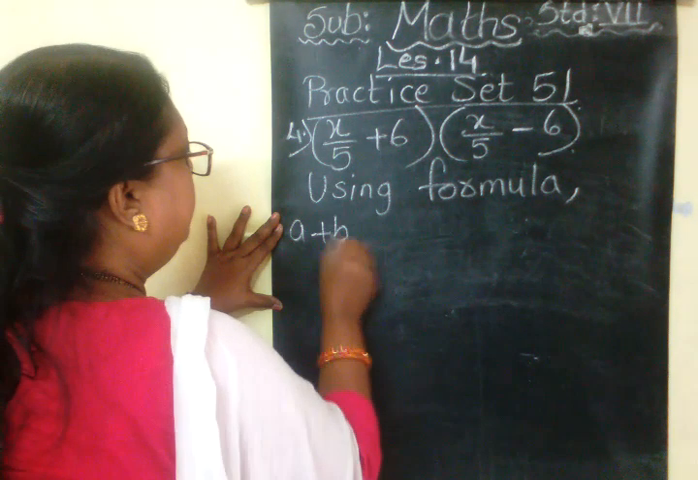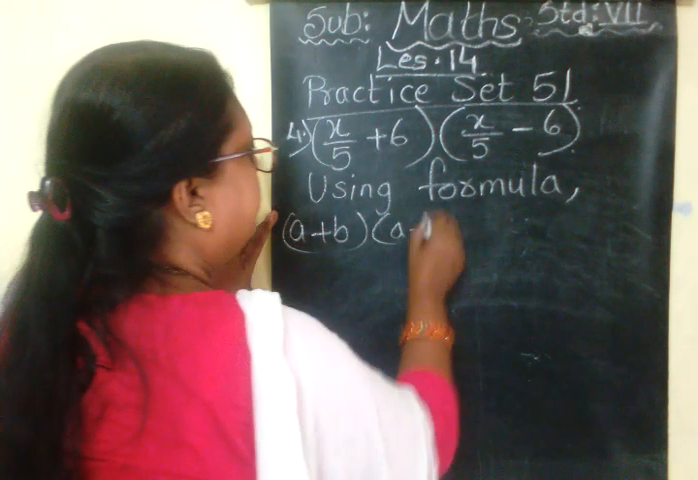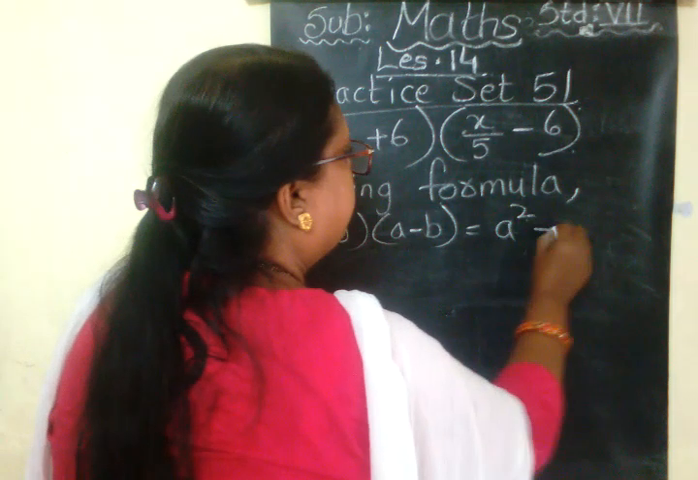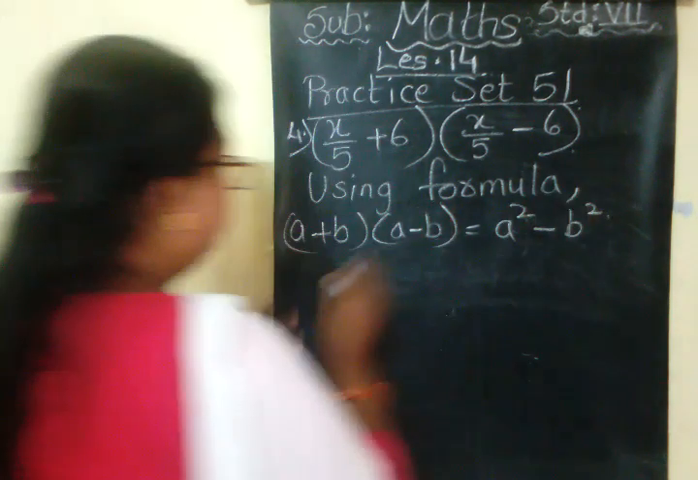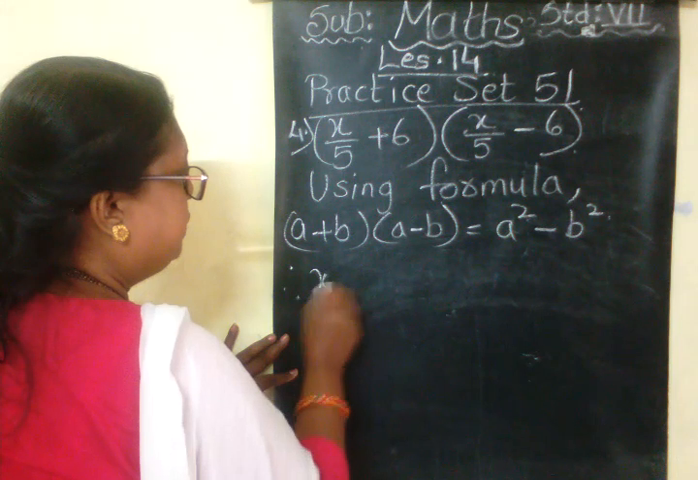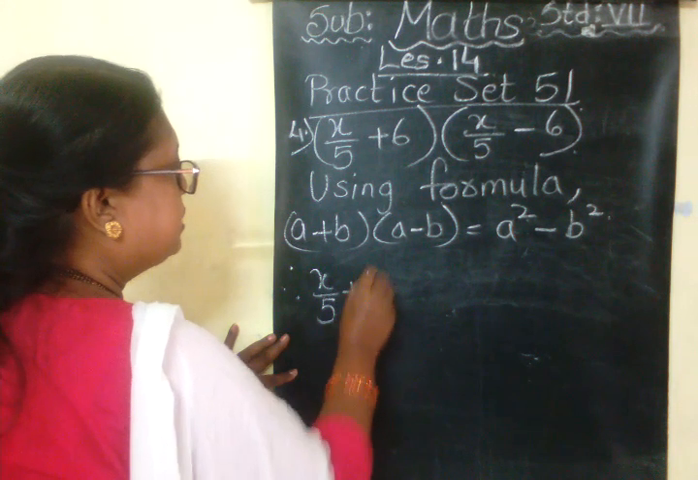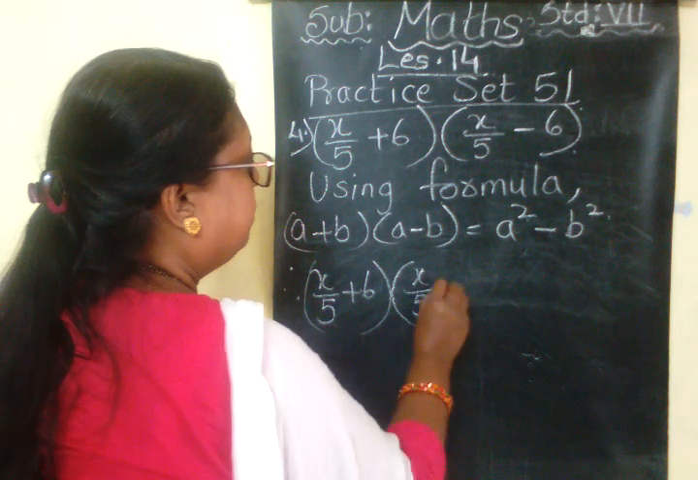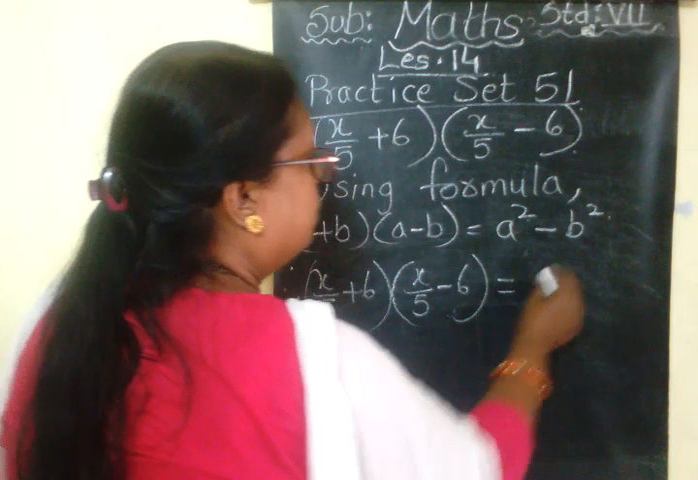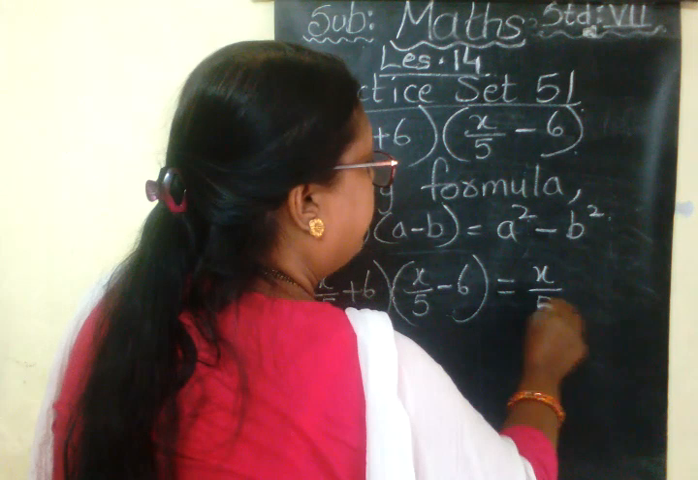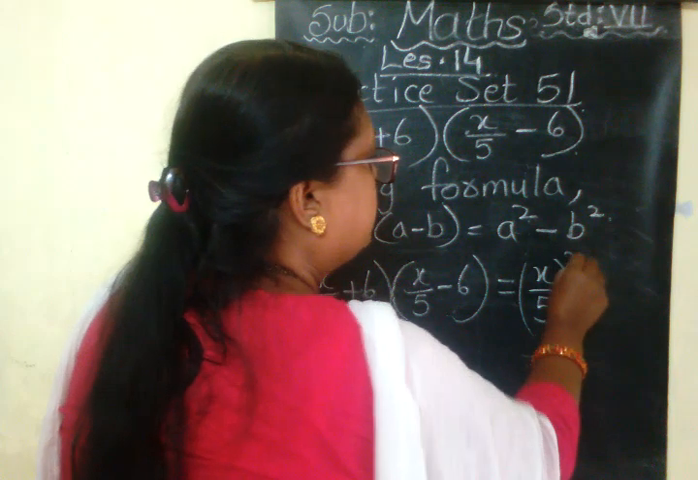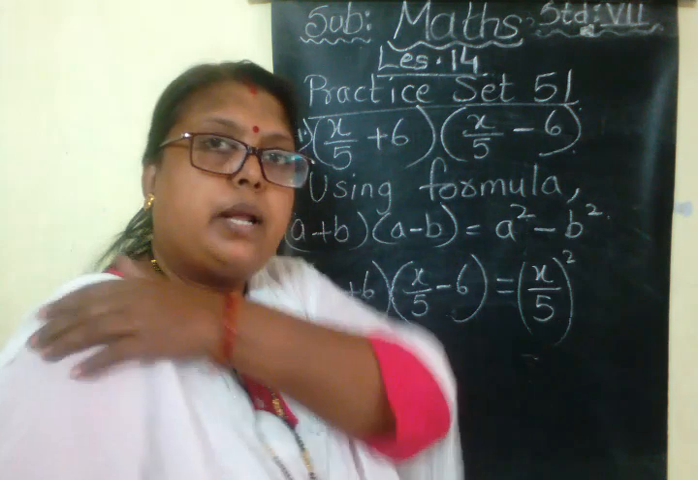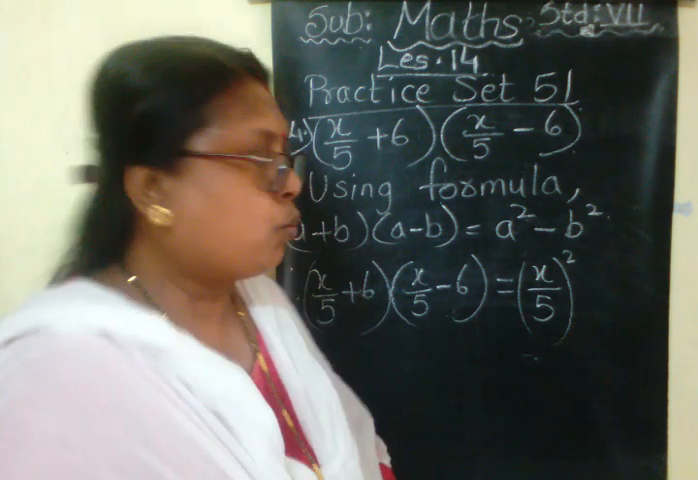a plus b bracket a minus b is equal to a square minus b square. So therefore x upon 5 plus 6 bracket x upon 5 minus 6 is equal to x upon 5. Now it is a fraction, children. Since it is a fraction, I will put the whole square. I will put the bracket and write square.